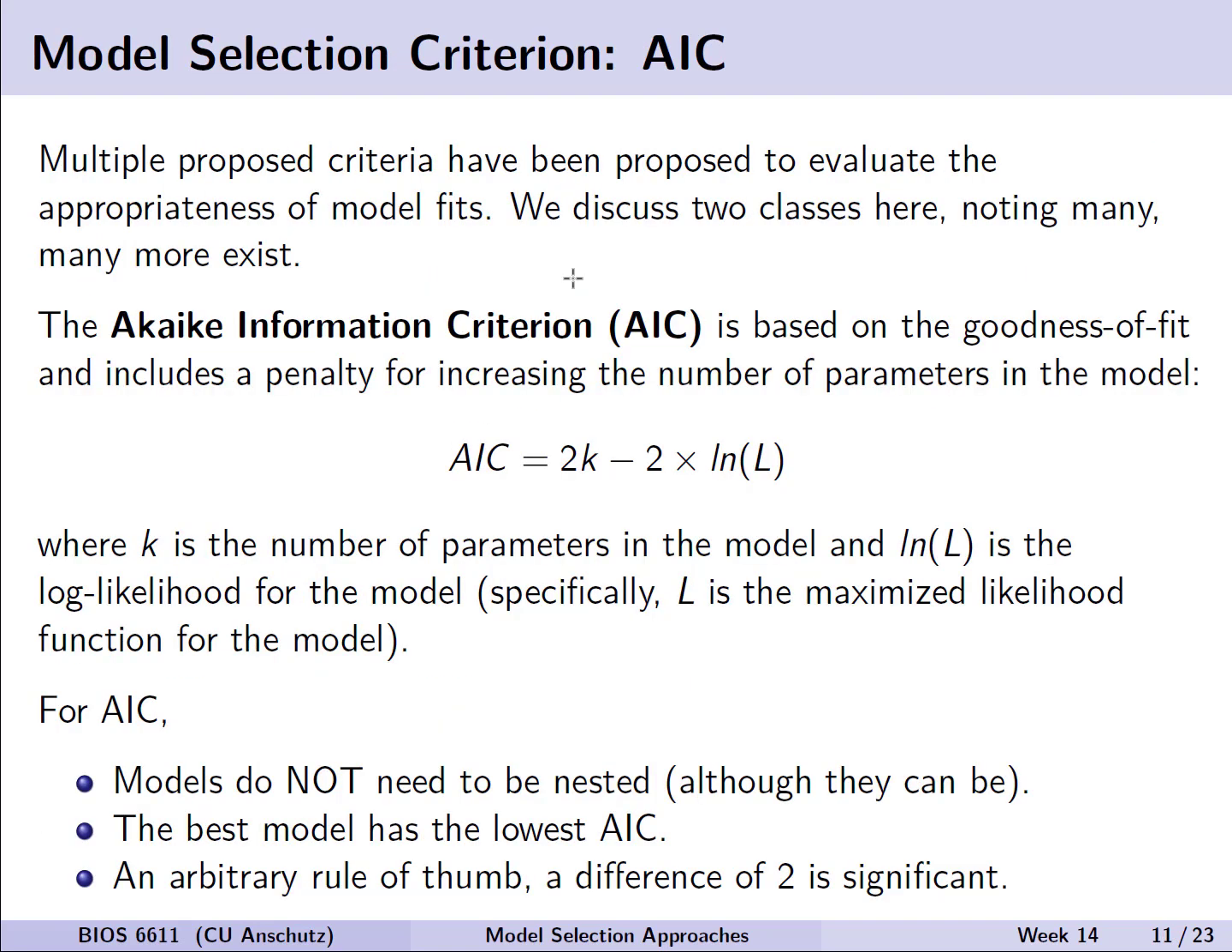A new set of tools that we haven't discussed previously is the family of model selection criteria. And we're going to discuss a handful of them, noting that there are many, many more classes that exist beyond the AIC and the BIC that we'll discuss.